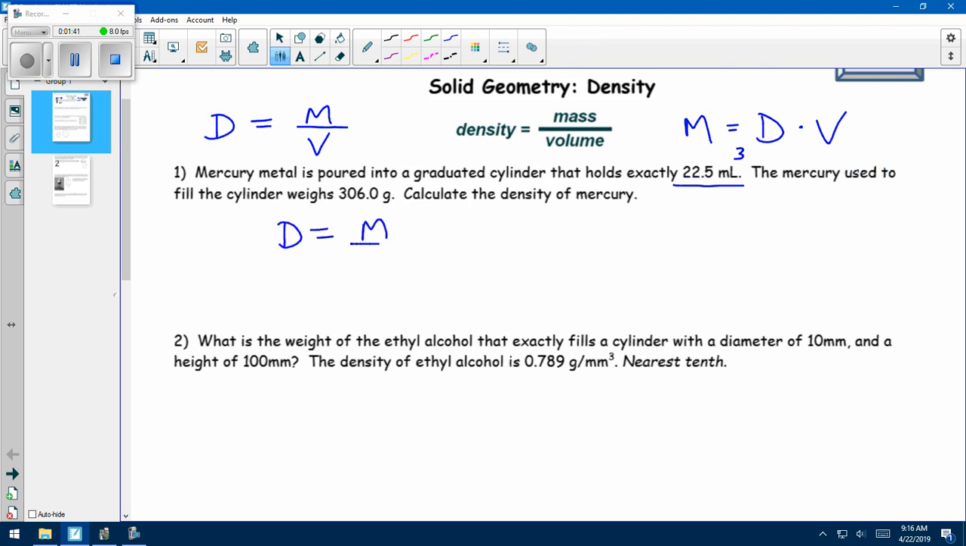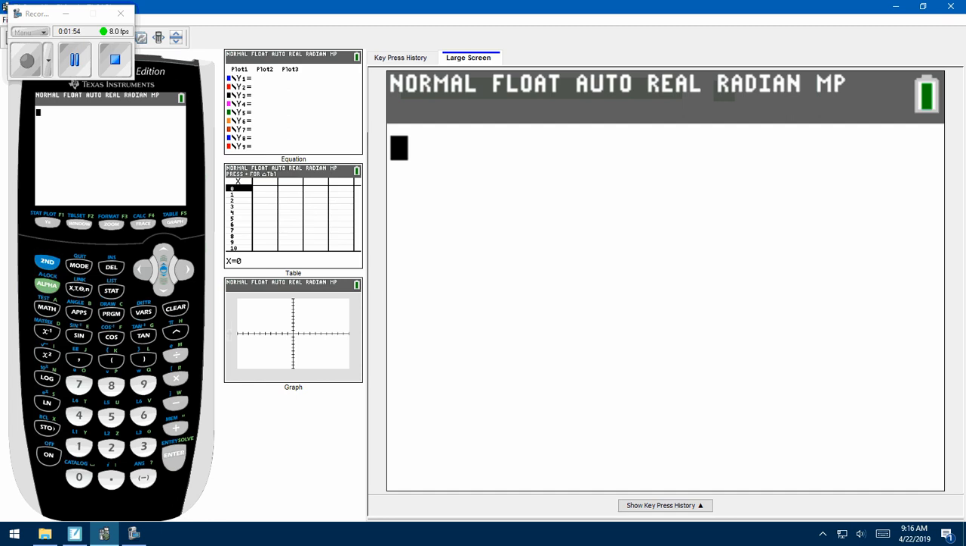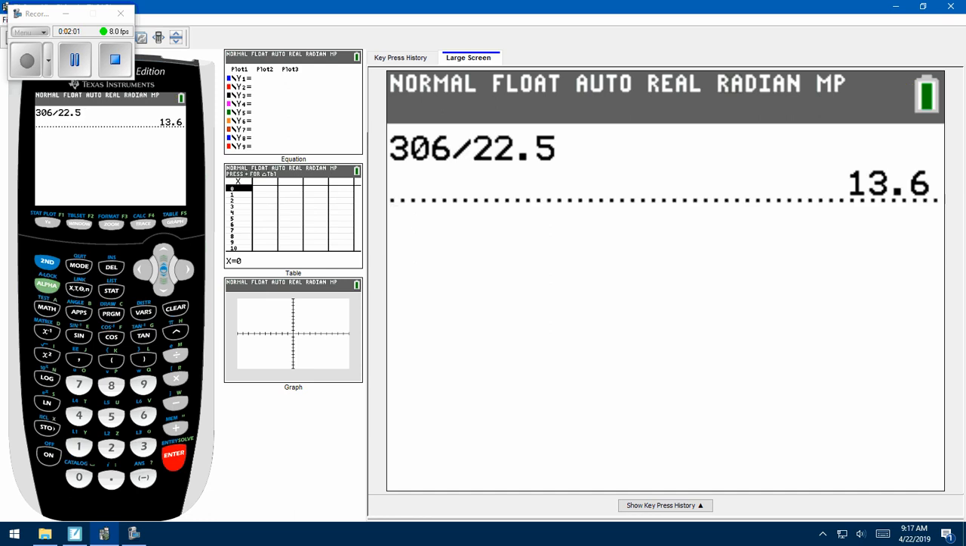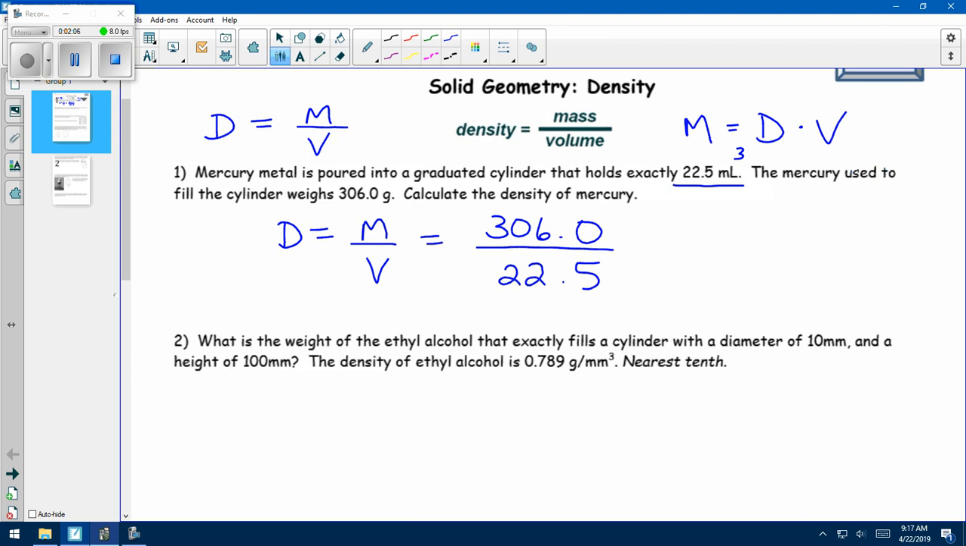So if density is mass over volume, the 306.0 will get divided by the volume, which is the 22.5 cubic milliliters. Let's see if the calculator's working here. So if I do 306 divided by 22.5, we wind up getting 13.6. So based on that volume there, we can get that the density is 13.6. Okay, and then since we had grams on top, it would be grams per cubic milliliter.